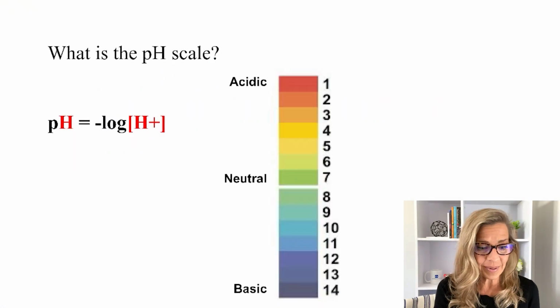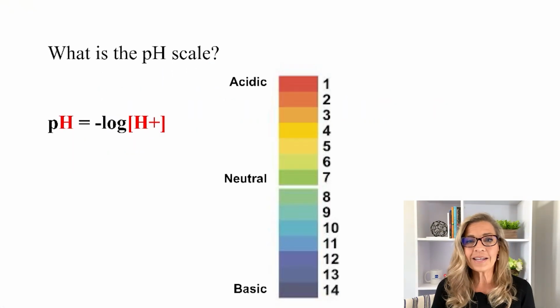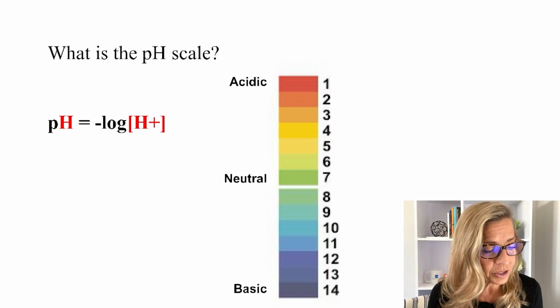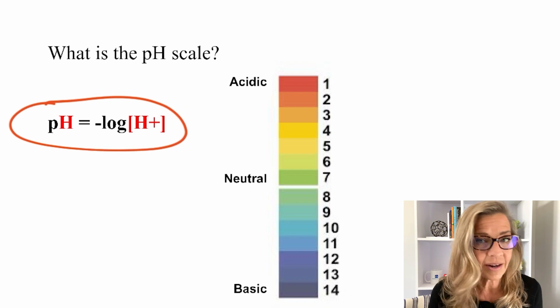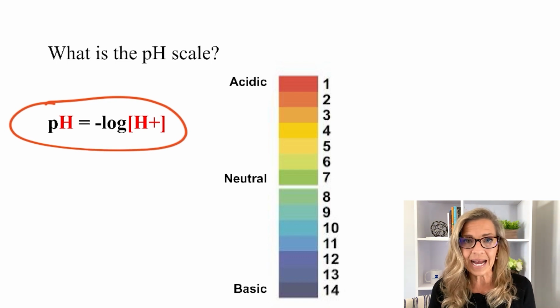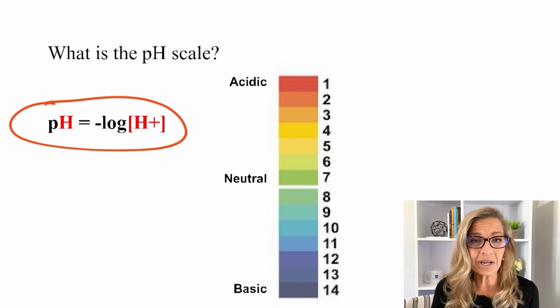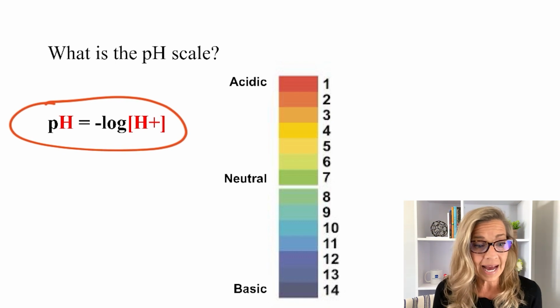In this video we're going to be talking about the pH scale, and that's related to acids and bases. So let's get into what the pH scale is. It is a logarithmic scale, and it is based on the concentration of the hydrogen ion. Remember what acids do: acids give up H pluses, and so the more concentrated the H plus, the stronger the acid and the lower the pH.